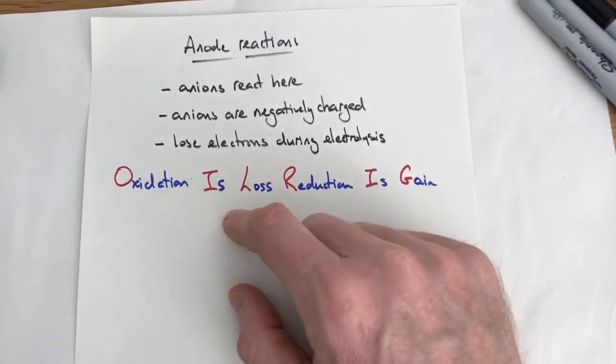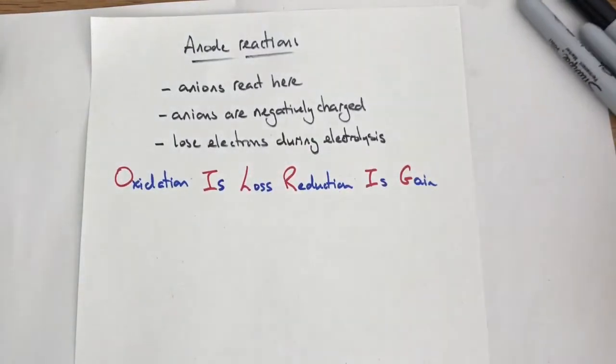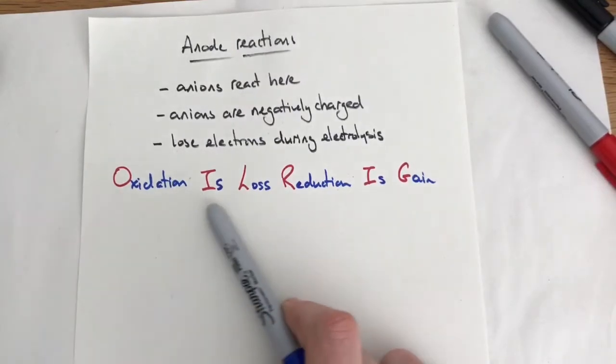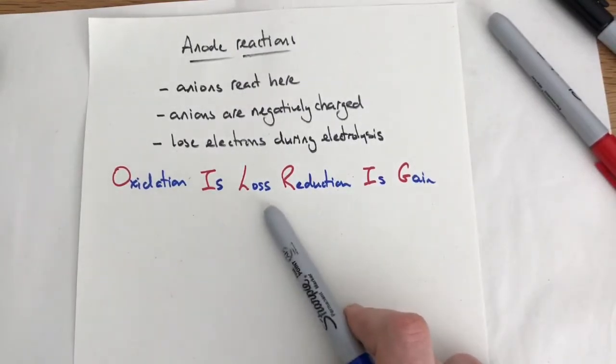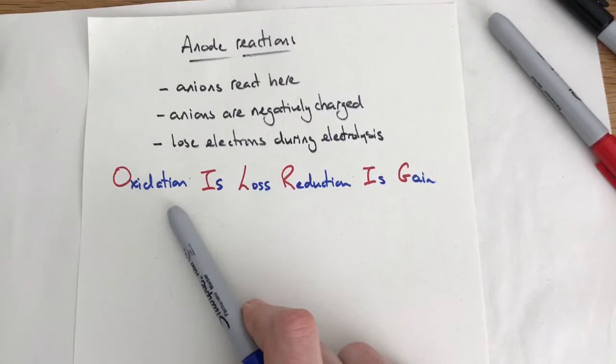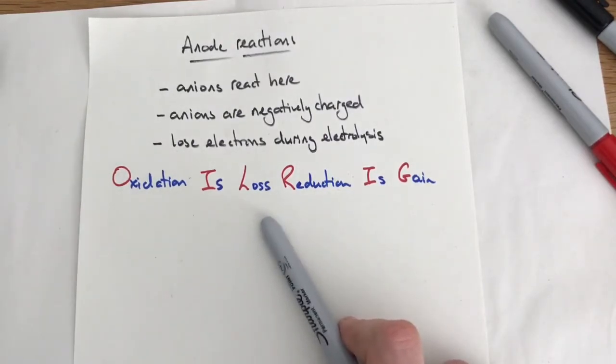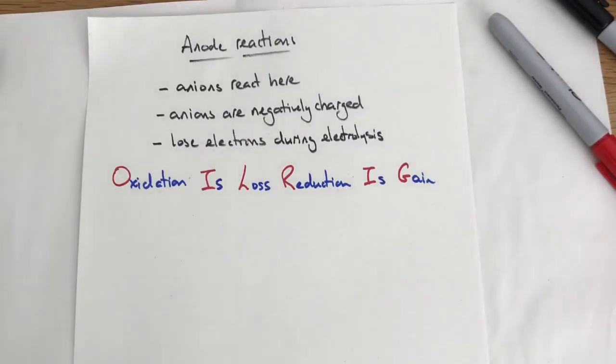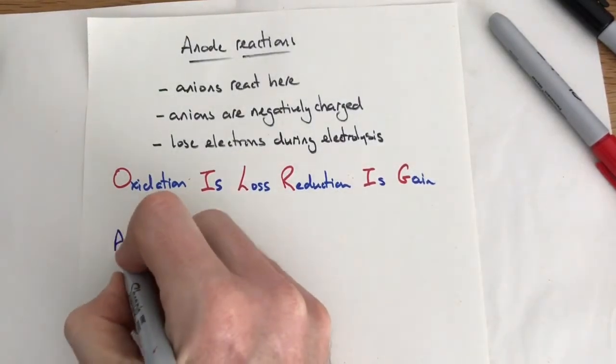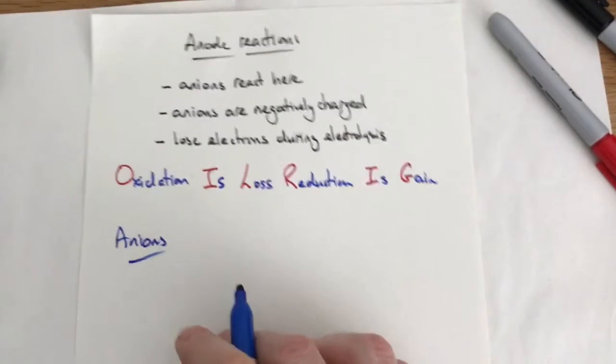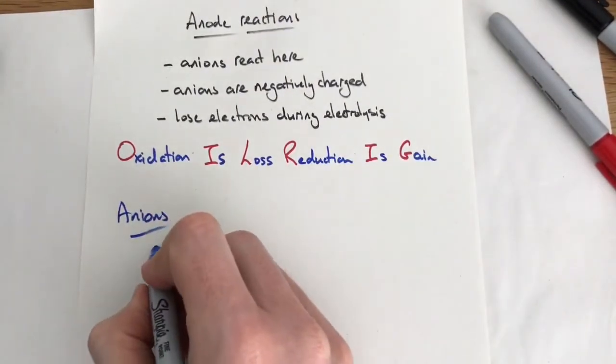Before we give you some examples, let's just remind ourselves a couple of things. Oxidation is loss of electrons, reduction is gain of electrons. So as we go through these examples, we're going to identify the reactions as either oxidation or reduction. The first one I've got for you here is a chloride anion.